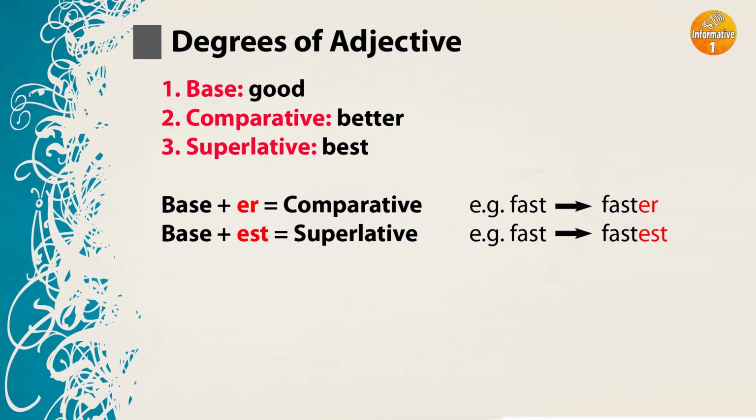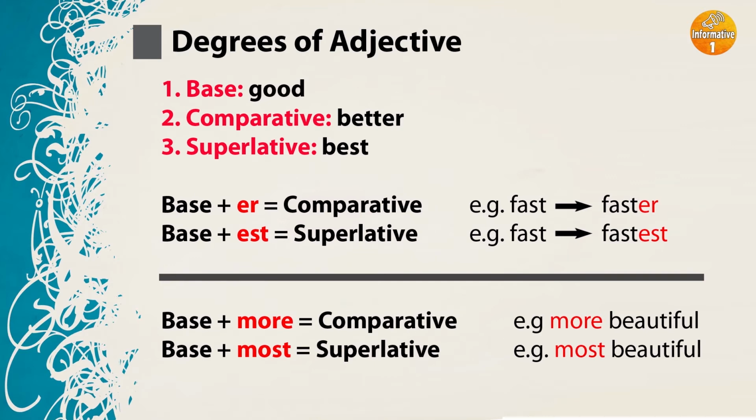Normally, when there is a one syllable word and some two syllable words, you just add er and est to the adjective, and that makes it comparative and superlative, such as the base form of the adjective fast can be made comparative by faster, adding er, or by adding est to make it fastest. Many other words which are two syllable or have more syllables in them can be made comparative or superlative by adding more and most. So if we have the adjective beautiful, we can use more beautiful and most beautiful.